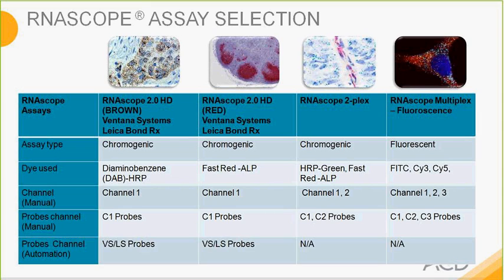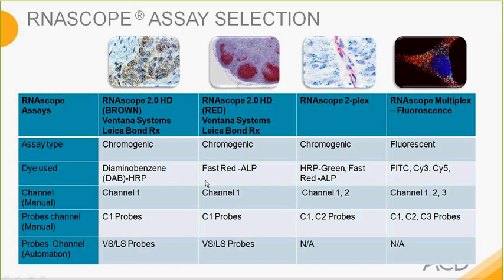The first is 2.0 Brown, which uses the dye DAB with an enzyme reaction through HRP. This utilizes channel 1 probes, also known as C1 probes. In the Brown system, we also have probes for the VENTANA and Leica automation assays, and you'll see them denoted as VS or LS. The next product is RNAscope Red, which also applies to the manual, VENTANA and Leica assays.